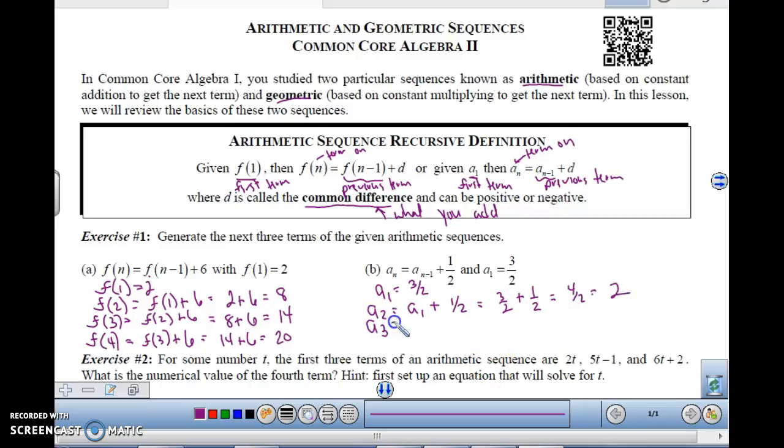Now the third term of the sequence. If I want to find the third term, I need to know the previous term, which would be a of 2, plus a half. The previous term was 2, plus a half is 2.5. And the fourth term: I need to know the previous term, which would be the third term, plus a half. So 2.5 plus a half is equal to 3. If you read the notation, it tells you exactly what to do. You just have to be able to interpret it, either in function or subscript notation.